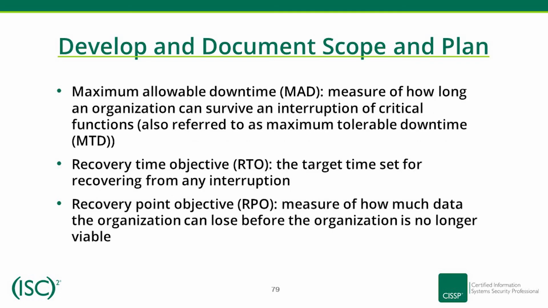Develop and document scope and plan. Maximum allowable downtime, MAD: measure of how long an organization can survive an interruption of critical functions, also referred to as maximum tolerable downtime, MTD. Recovery time objective, RTO: the target time set for recovering from any interruption. Recovery point objective, RPO: measure of how much data the organization can lose before the organization is no longer viable.